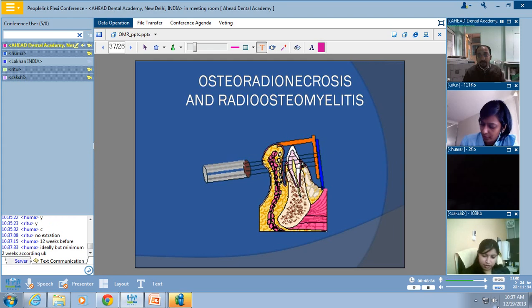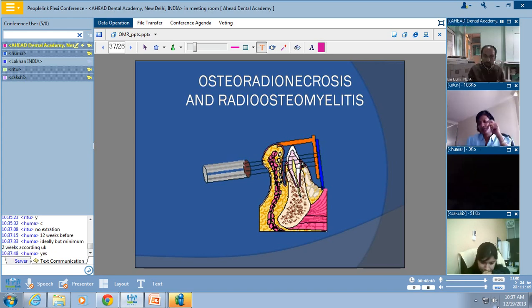Yes, the minimum is 2 weeks according to the UK, but that minimum is simply for when the patient is having an emergency. Ideally, what they say is that 4 weeks is generally supposed to be a safe time for the extraction.